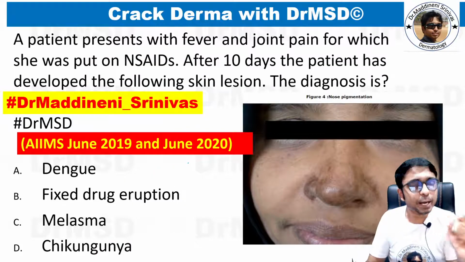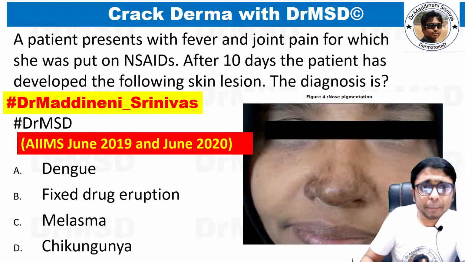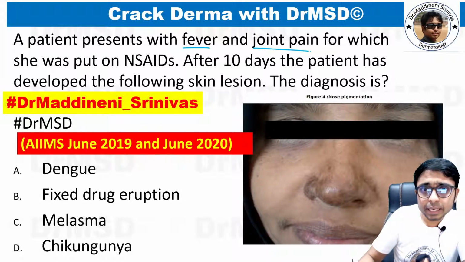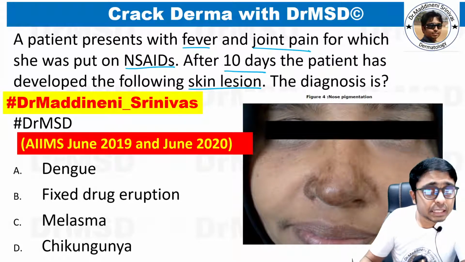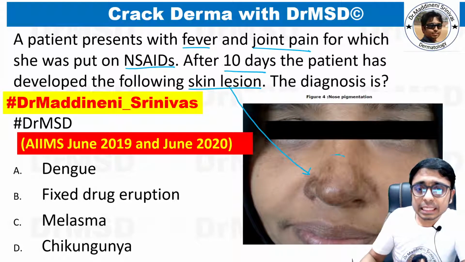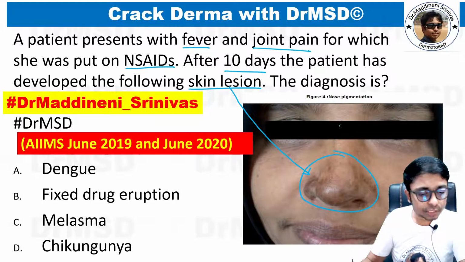And yes, please try to answer this question. A patient presents with fever and joint pain for which she was put on NSAIDs. After 10 days, the patient has developed the following skin lesion. And what is that skin lesion which you must be focusing on? That is this hyperpigmentation which you are able to see over the nose.